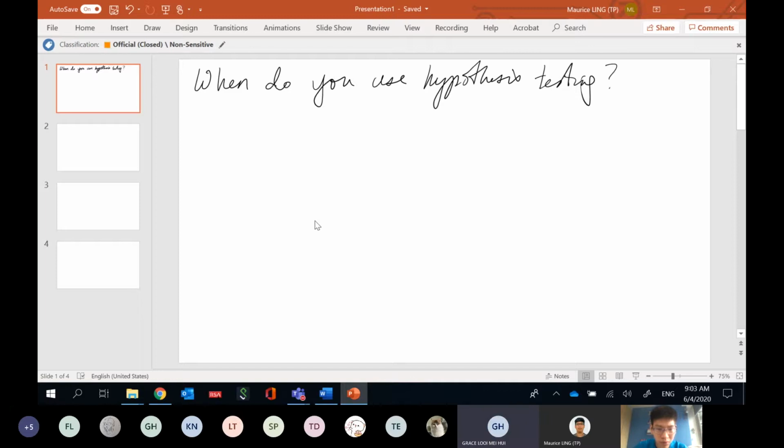So Sean gave an example. It's one of the, when you want to verify a claim. So you put it in a wider context.